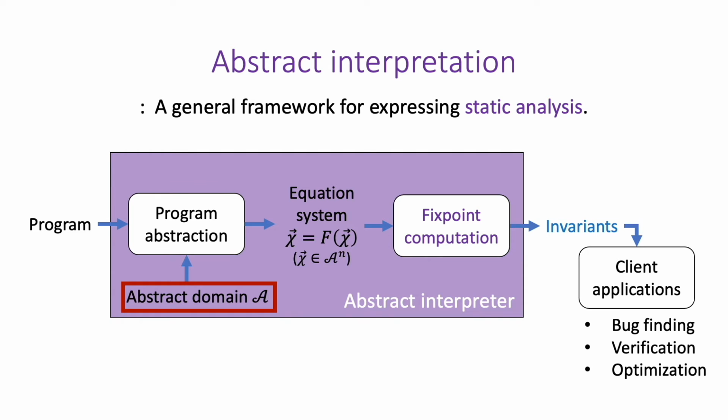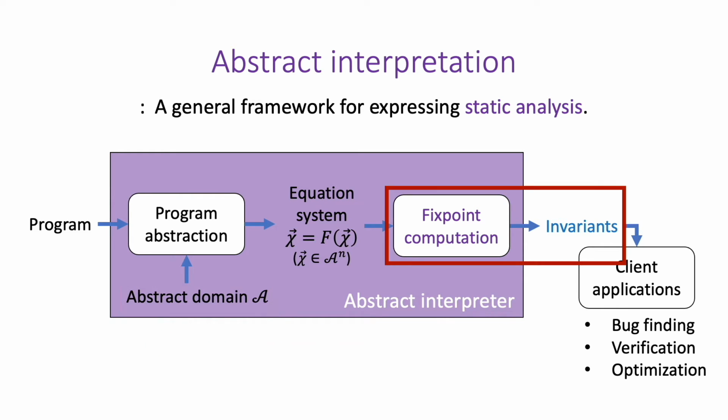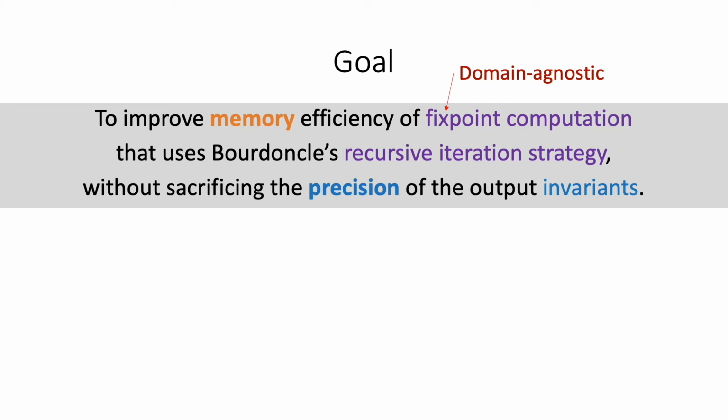To lower this cost, many improvements have been made on the abstract domain part. However, this is inherently domain-specific. Therefore, we focus on the domain-agnostic part, which is the fixed-point computation. To restate our goal, we aim to improve the memory efficiency of fixed-point computation that uses Bourdoncle's recursive iteration strategy without sacrificing the precision of the output invariance.